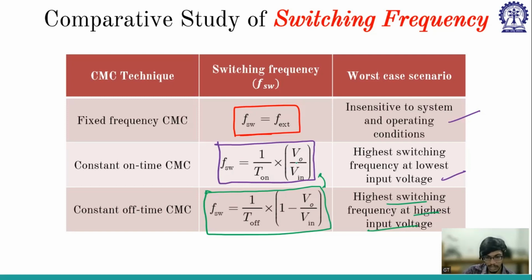Under that scenario, assuming that V naught is constant, T on is already constant. So the only variable is V in, which for a 12 volt input can vary from around 8 volts to 15 volts. If V input varies from 8 volt to 15 volt, switching frequency will also vary, and we are checking how. If the input reduces, switching frequency increases. So what is the highest switching frequency? It happens at the lowest input voltage.